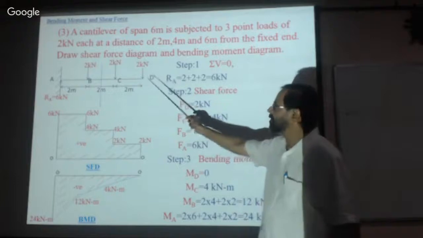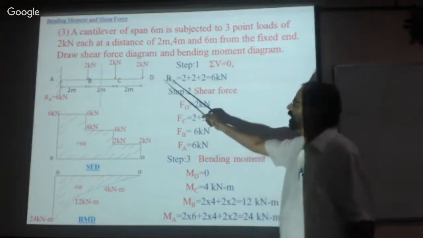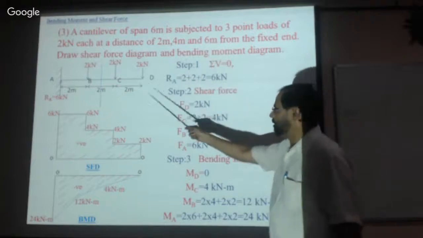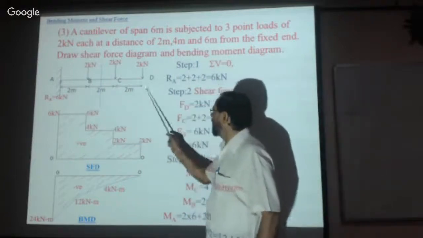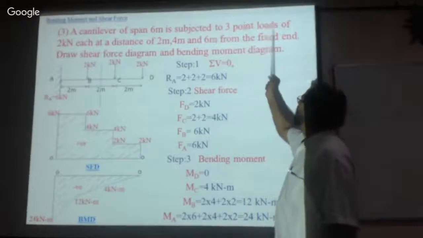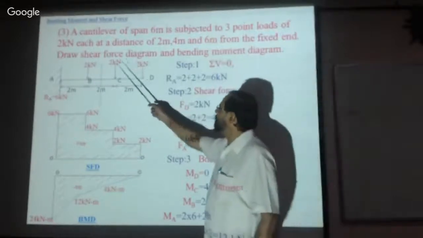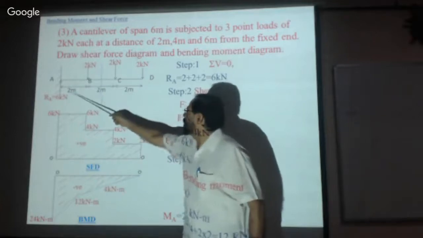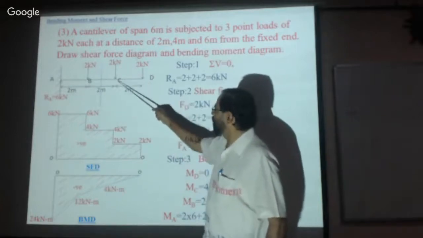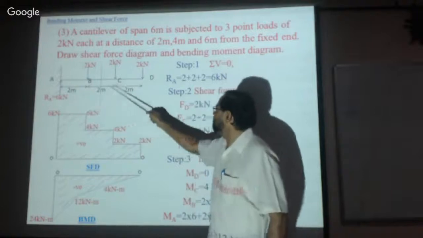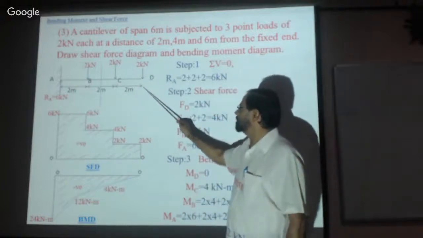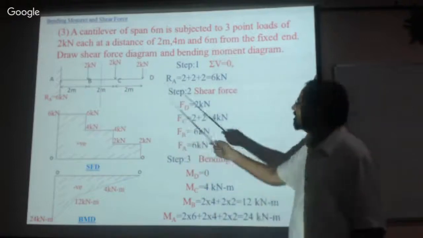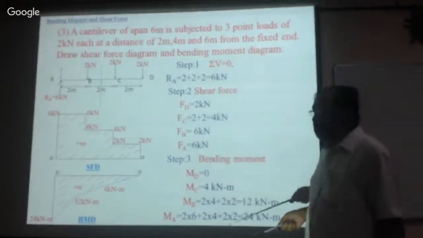Now let us understand how the student should understand all these things carefully. A cantilever of 6 meter span is subjected to 3 point loads of 2 kilonewton each: 2 kilonewton at 2 meter from the fixed end, 2 kilonewton at 4 meter from the fixed end, and 2 kilonewton at a distance of 6 meter from the fixed end. So this is the problem given.